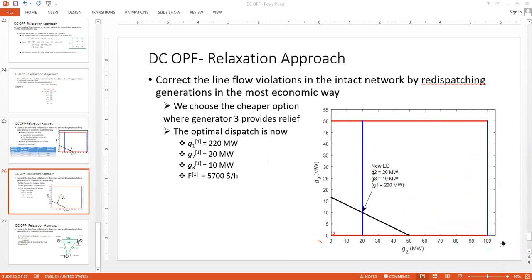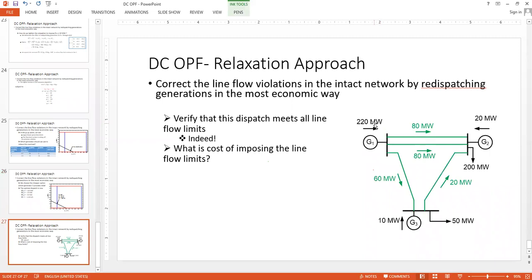Okay, but what about the other lines? We have to also check that. We cannot leave those alone. With this solution, 220 PG1, 20 PG2, 10 PG3, we have to again recalculate the line flows. So what would be the line flows?